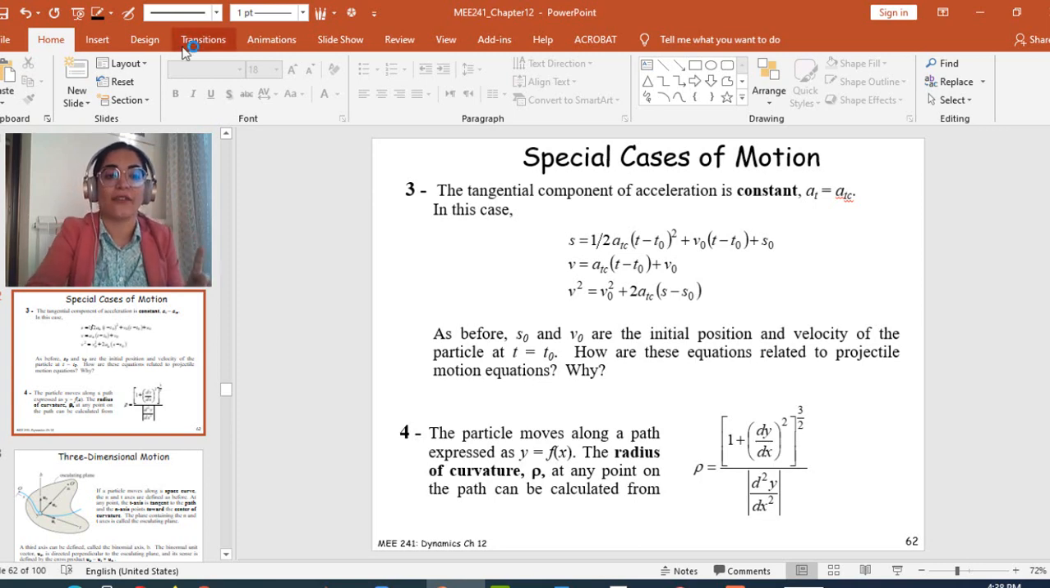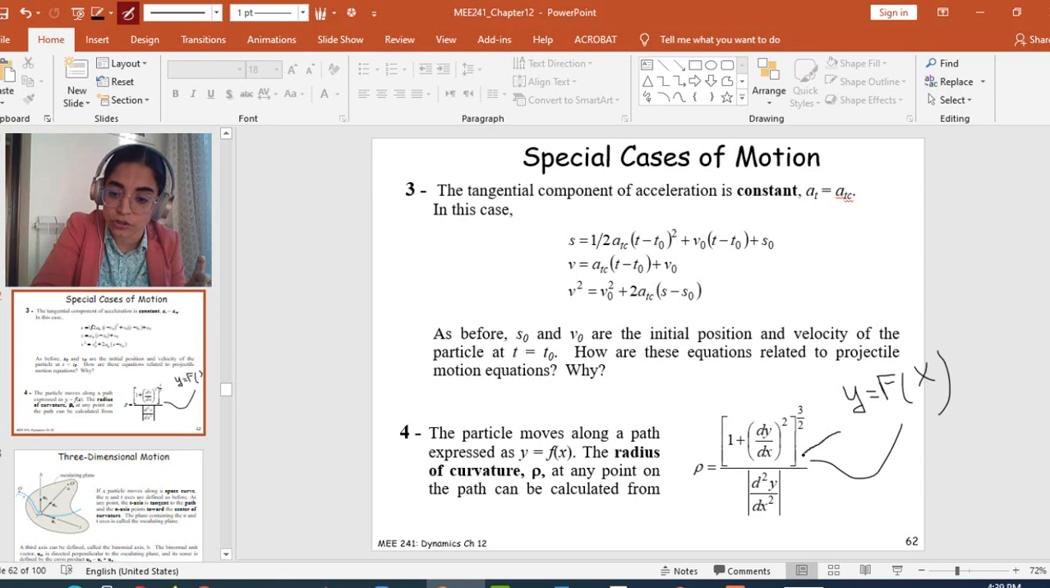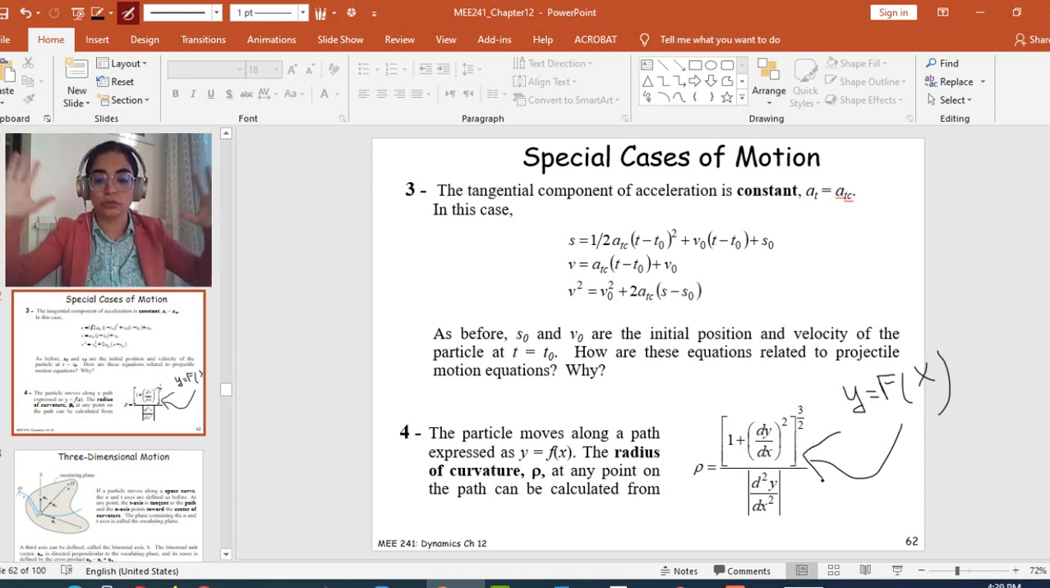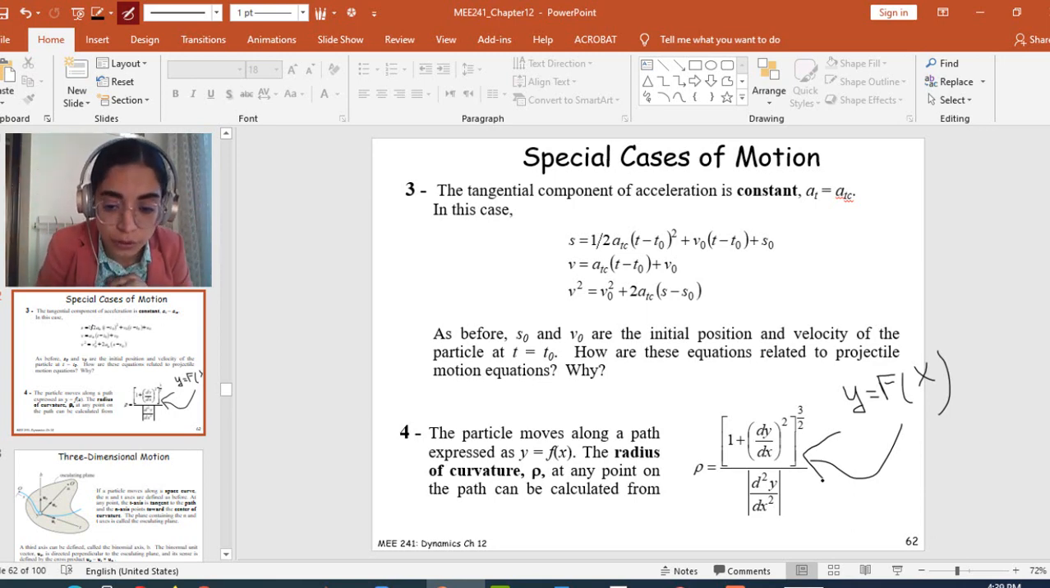Now, what about the radius of curvature? If I have the equation of y in terms of x, I can find directly the radius of curvature using this equation. So rho will be equal to, the numerator will be 1 plus (dy over dx) squared to the power 3 over 2, over the magnitude of d squared y over dx squared.